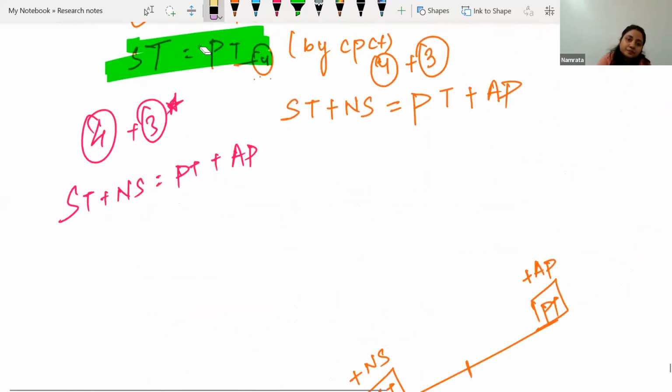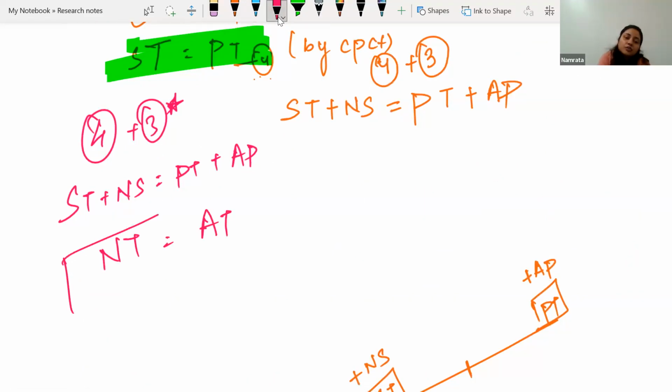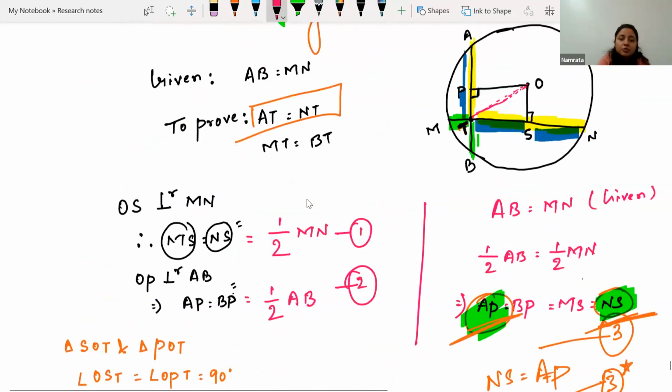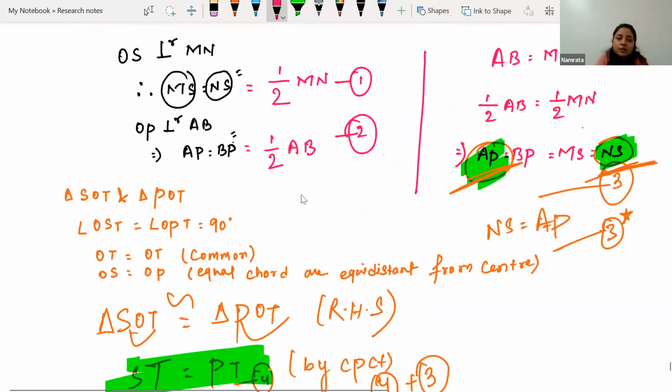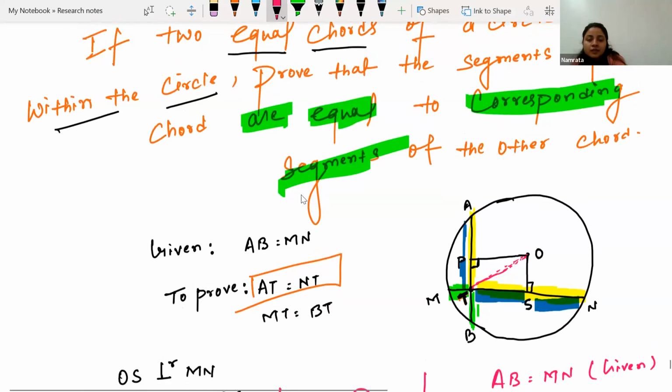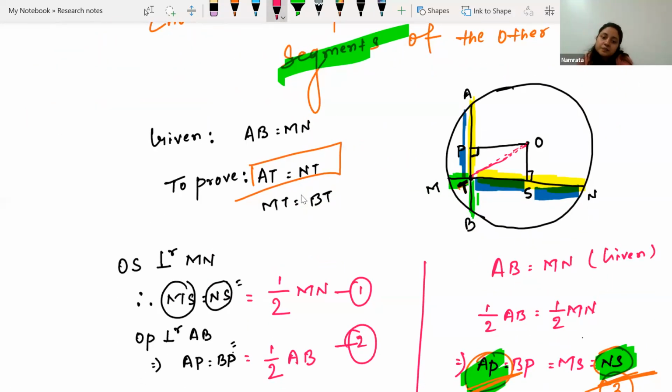Okay. So this is NT and this is AT, and this is what we wanted to prove. Can you see? Here I have written in the proof part AT is equal to NT. Are you getting it? Yes, ma'am.